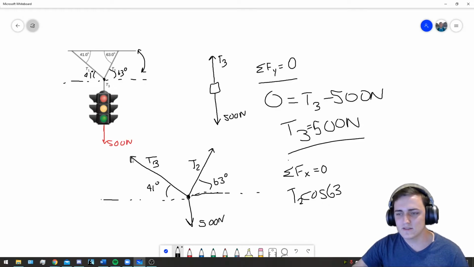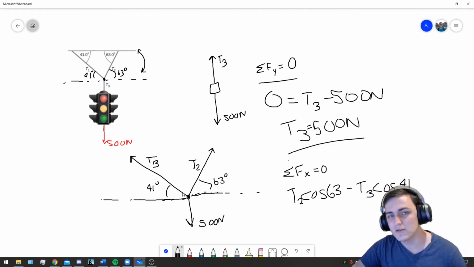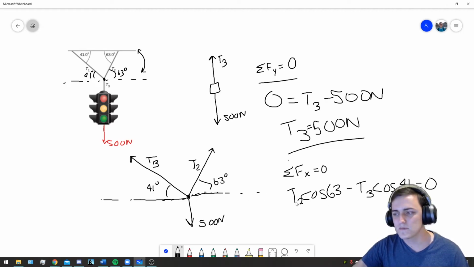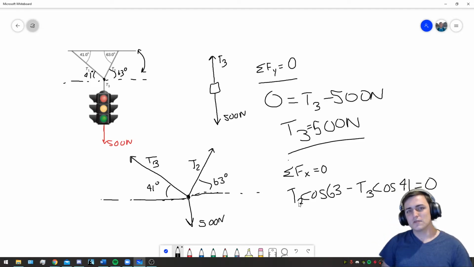Our next x component is going to be from T3, which is actually negative T3, because it points to the left in our negative direction. And once again, we want that adjacent side on the bottom, so we're going to use cosine of 41. Our negative 500 newtons pointing straight down has no x component, and so we can just leave that off. Now this equation has two unknowns, T2 and T3.